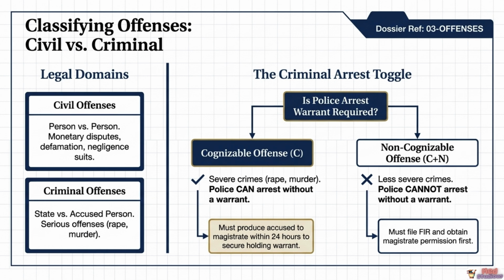Now, within criminal offenses, there is a vital subclassification based on arrest procedure. Cognizable offenses are serious crimes, rape, murder, dacoity, where police have the authority to arrest without a warrant. However, they must produce the accused before a magistrate within 24 hours to obtain a holding warrant. Non-cognizable offenses are less severe, and police cannot arrest without first filing an FIR and obtaining explicit magistrate permission. This distinction has direct medico-legal implications. It determines how urgently a doctor may need to provide an injury report or appear in a case.